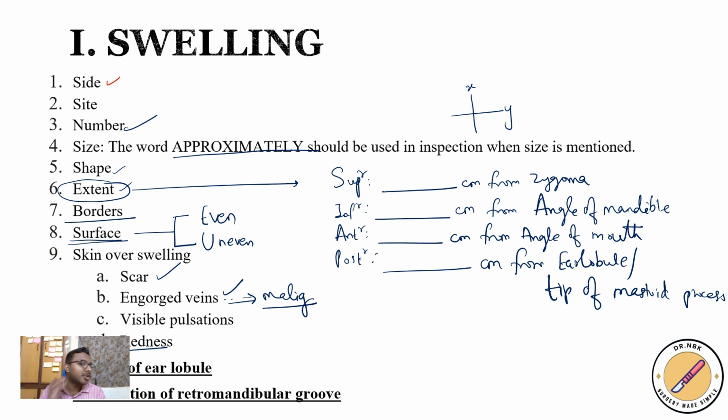Then obliteration of retromandibular groove. So this is the mandible you are having. Behind the mandible, this area is called the retromandibular groove. So whenever there is a significant size swelling, it will obliterate this retromandibular groove. So these are the two important specific findings in inspection to say it is a parotid swelling. One is raising of ear lobule, second one is obliteration of retromandibular groove. So the examiner can trickily ask you which parotid swelling may not cause the raising of ear lobule. It may be something like a very small swelling. Then the ear lobule need not be raised.